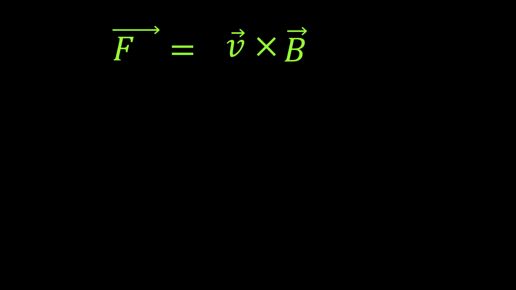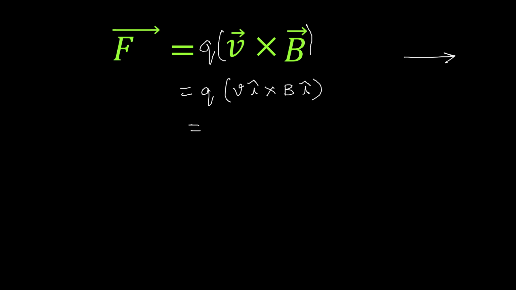Otherwise, we can go with vector algebra. Here the velocity of the electron and the magnetic field directions are the same, that is along the x-axis, the solenoid axis. So we can write V vector as V into i cap, and B as B into i cap. So Q into VB, i cap cross i cap is equal to 0. So force is equal to 0. So no force is acting on the electron.